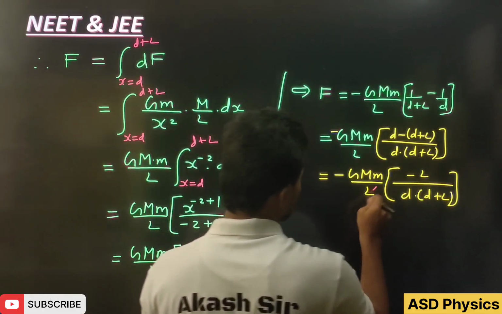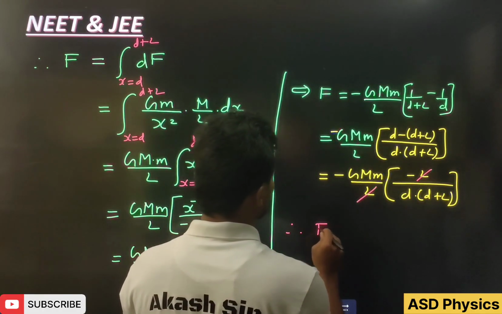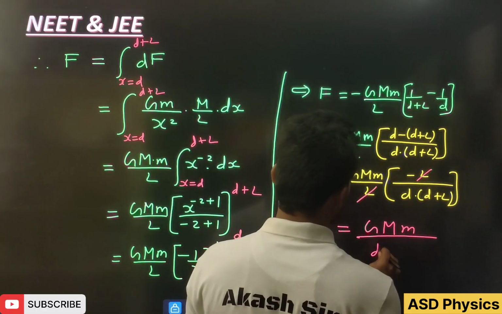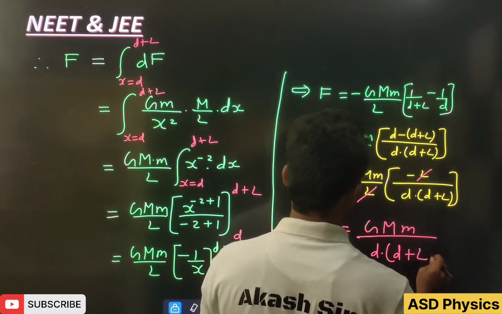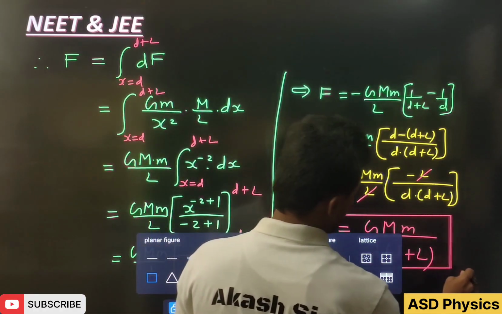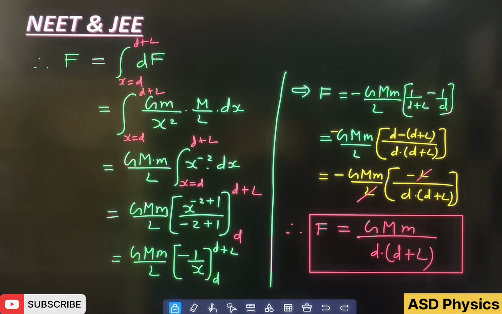Okay, so what will happen? This L and this L will cancel out. This minus will become plus. So this formula F is coming here: G capital M is small m by d into d plus L. Okay, so this is going to be the formula between the point mass and the rod. The point mass will experience this much force because of the presence of the rod.